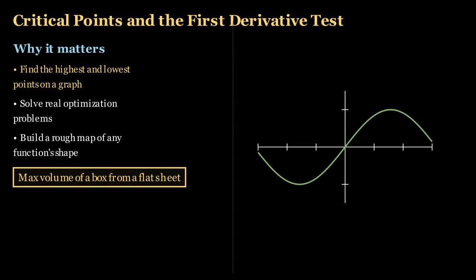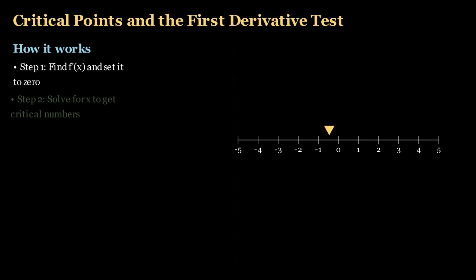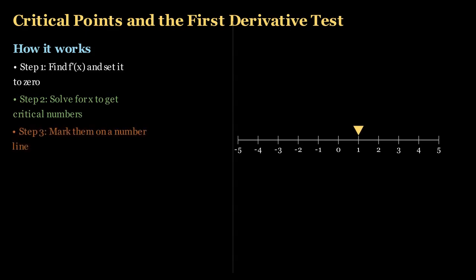Here's the step-by-step recipe. First, take your function and find its derivative, f prime of x. Set that derivative equal to 0 and solve for x. These are your critical numbers where the slope is flat. Also look for any x values where the derivative is undefined, like a sharp point. Next, draw a number line and mark all these critical numbers on it. They split the line into intervals.